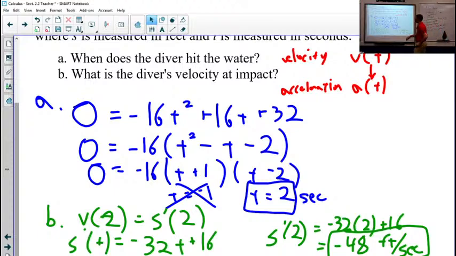feet per second, since our position is measured in feet and our time is measured in seconds. Right? Questions on that? That's the last page of the notes, right? Or like that's the last bit of that set of notes. Okay.